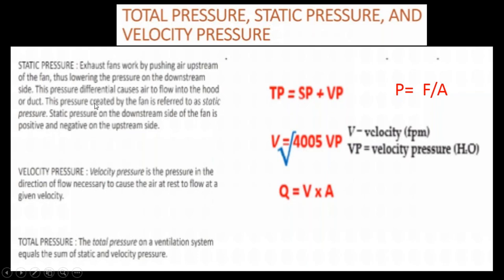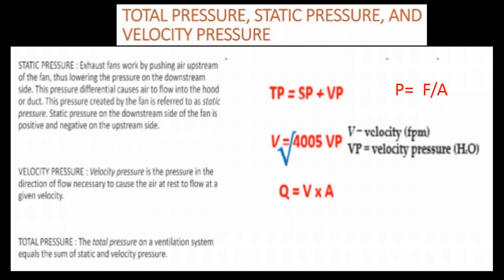This is due to static pressure. It may be positive or negative. For example, if there is a pressure vessel with compressed air inside, there will be positive static pressure. Similarly, we can have a vessel where we have a vacuum, then there will be a negative static pressure. Or if we talk about velocity pressure, it is due to movement of the air. This is due to velocity.